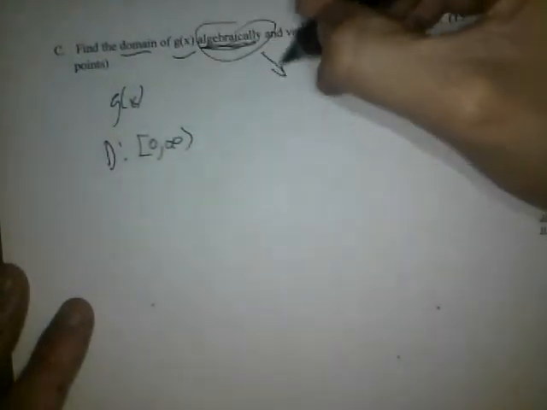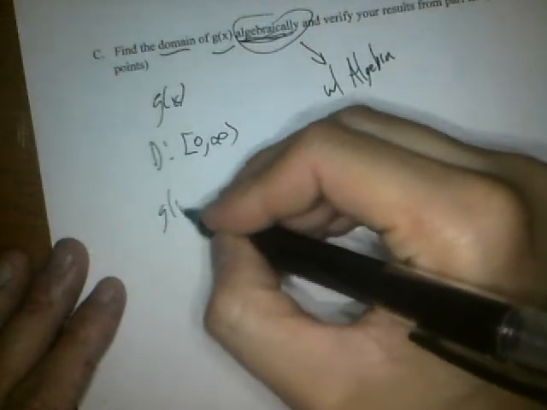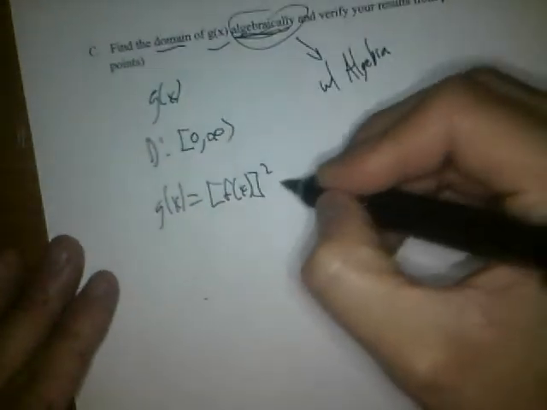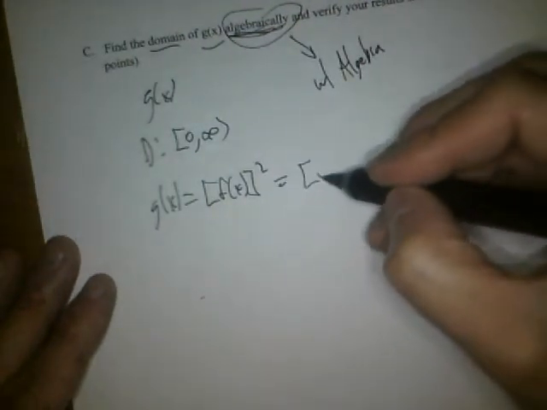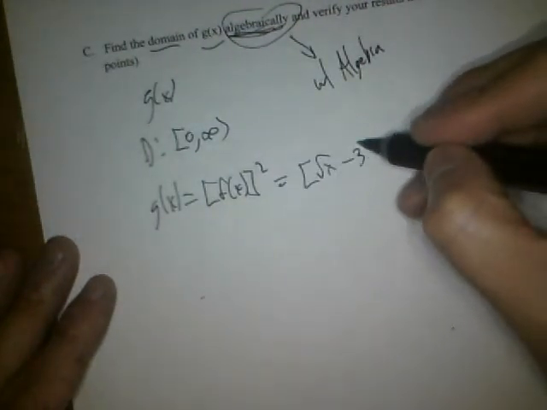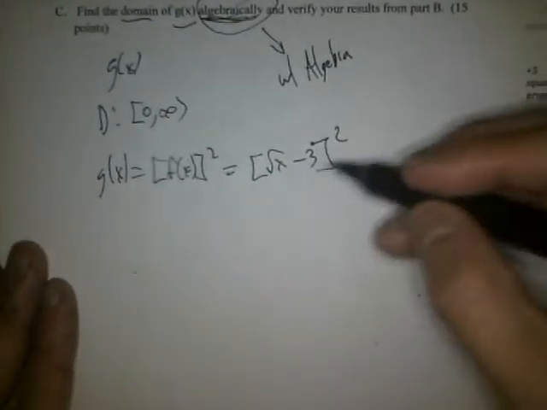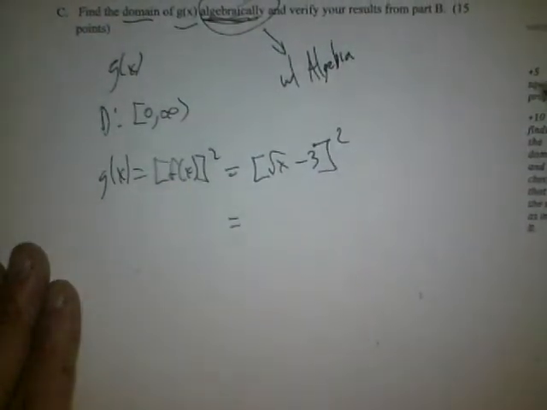If you remember, algebraically means with algebra, right? So we have to first write g of x. So g of x is equal to f of x squared. And f of x, as you know, is just the square root of x minus 3, squared. So now we just have to simplify this problem. So we're going to square this out. So what do we get?